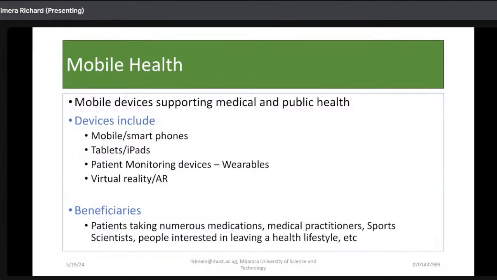We have wearable devices. I know some of you do have them. You have the smartwatches and so many other devices that we might talk about later. Now we also have virtual reality or augmented reality. These devices also exist, and some of them are used in, I've seen a few used in football.